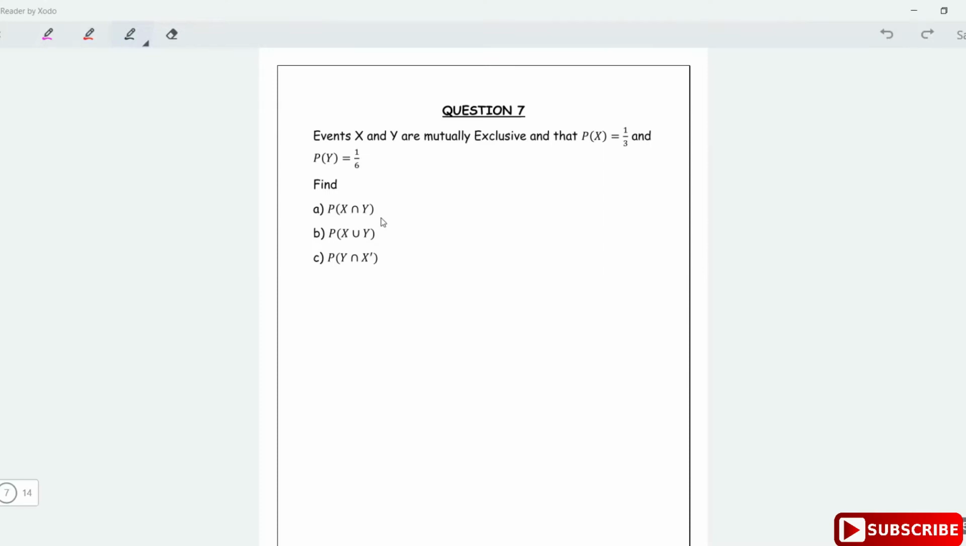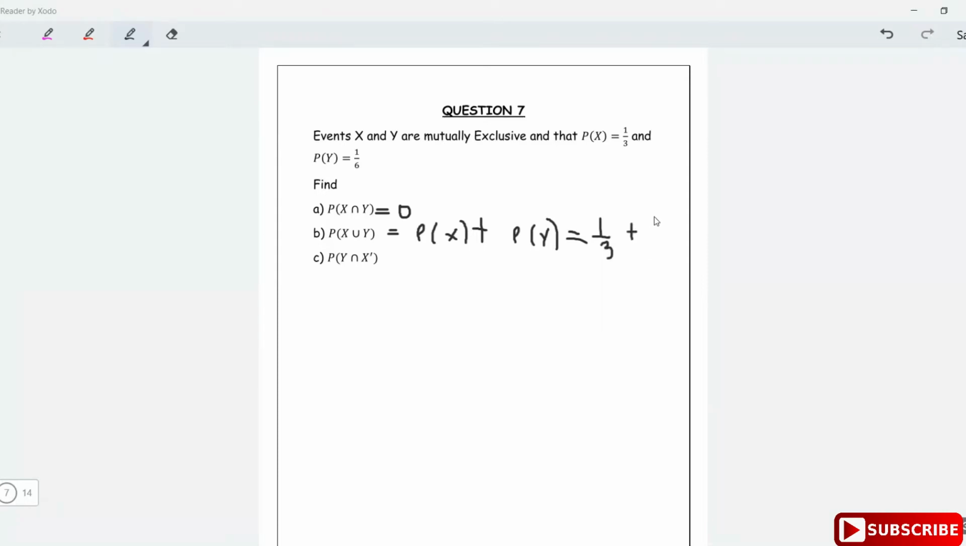Since X and Y are mutually exclusive, there's no intersection, so this works out to be 0. The next part says now find the probability of X union Y. The probability of X union Y will just be equal to the probability of X plus the probability of Y, since they're mutually exclusive. So all we need to do is add up 1 over 3 plus 1 over 6.